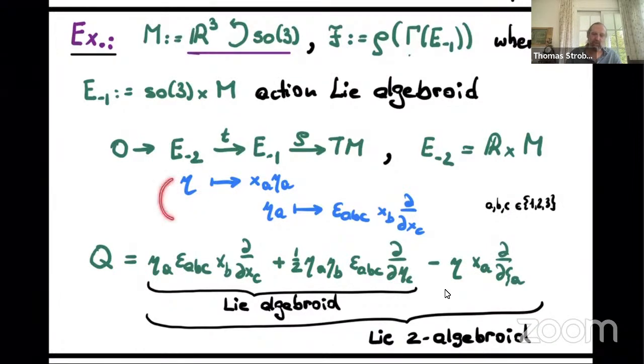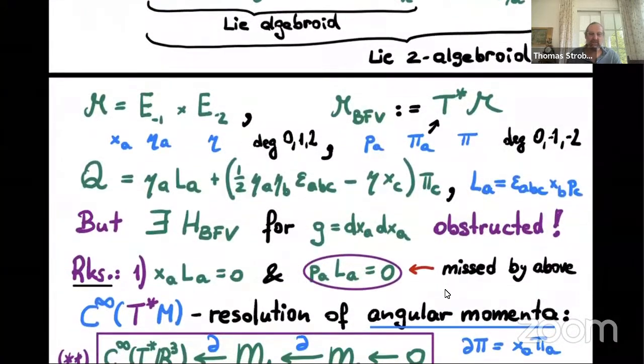In physics, they would be called ghosts, eta and eta^a, but it doesn't matter. They are graded variables of degree 2 here, of degree 1 here. And this map here would be given like that, and the map here like that, and the composition is evidently zero. And then if you apply this theorem, in this case, it's very easy to do. You find this L-infinity algebroid, which is a Lie 2 algebroid. There is the usual term, but there's also some term taking care of these dependencies of these generators. So this is this Q on this graded manifold, which consists of E minus 2 times E minus 1, essentially.